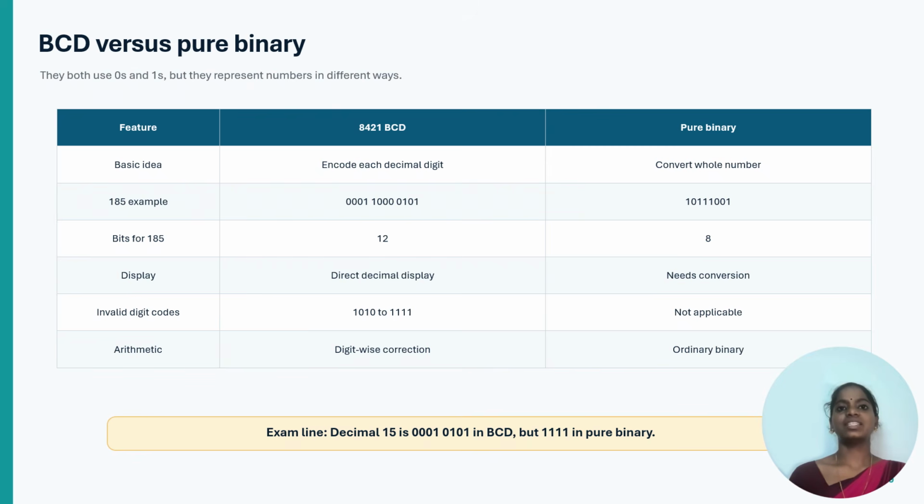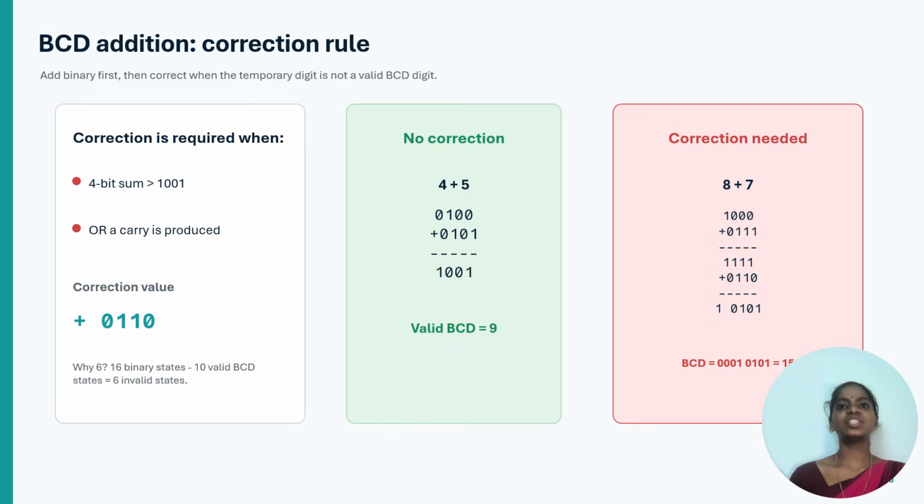And then BCD addition. BCD addition begins with the ordinary binary addition of each 4-bit digit group, starting from the least significant decimal digit. A decimal correction is then applied whenever the temporary result is not a valid BCD digit. Correction is required when either the 4-bit digit sum is greater than 1001 or a carry is produced from the 4-bit digit group. Correction value is 0110.